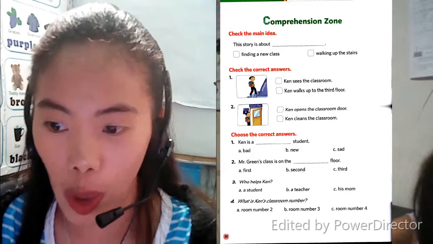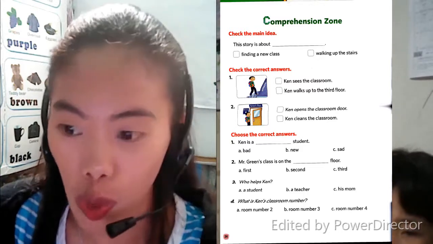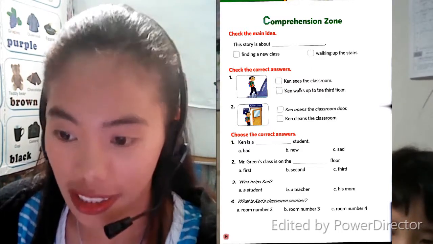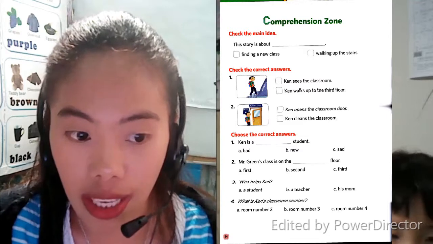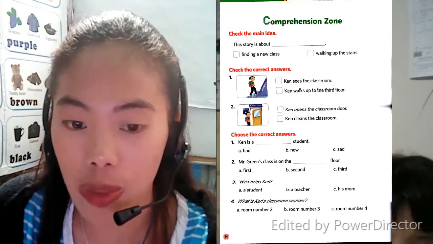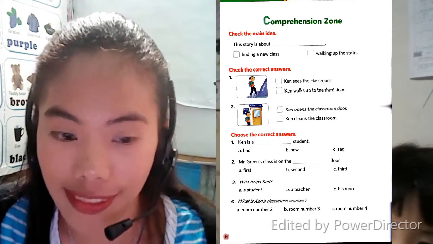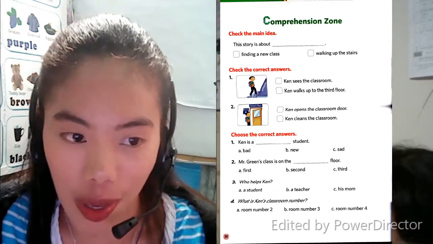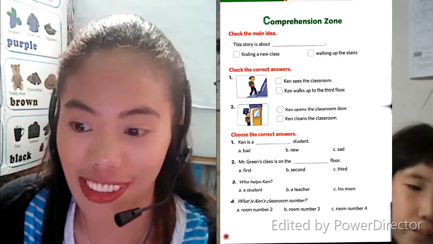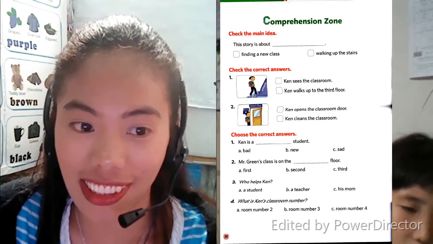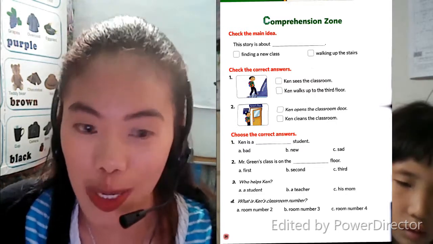Comprehension zone. So, did you understand what you did a while ago? Yeah. Okay, then. So, the story of Ken is about... the first option is finding a new class. The second option is walking up the stairs. So what is the answer? Walking up the stairs. Is it walking up the stairs? New class. Okay, it is finding a new class.